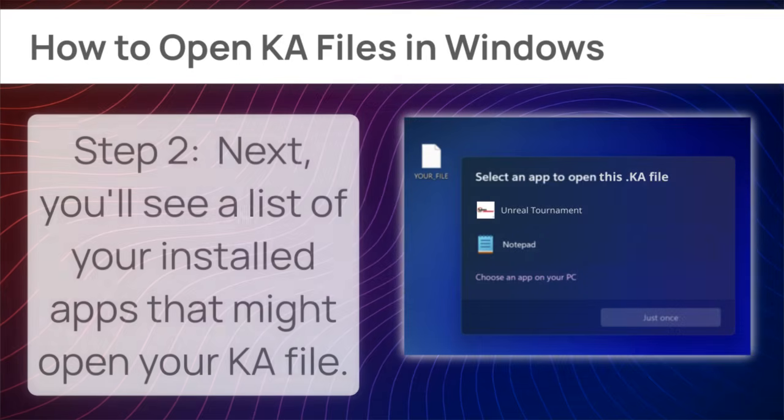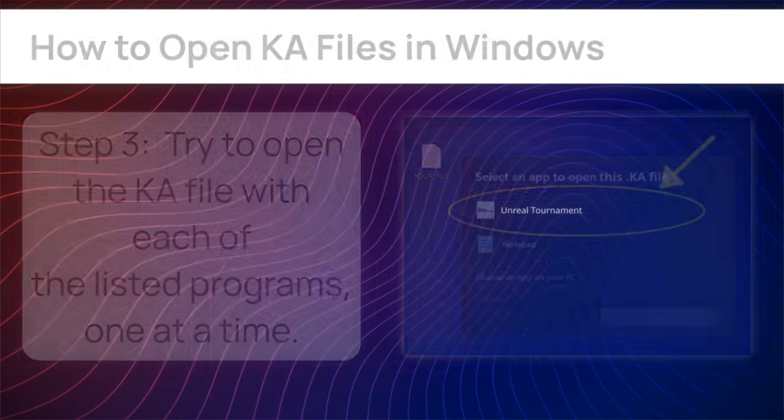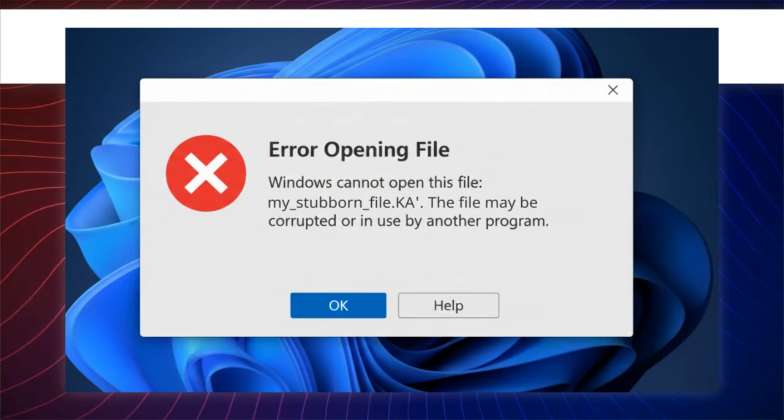Right-click your KA file and choose Open With. Test with Unreal Tournament first. If it's missing, select another program. The solution is often a simple compatibility swap. If your KA file will not open, do not worry, the easy part is over.